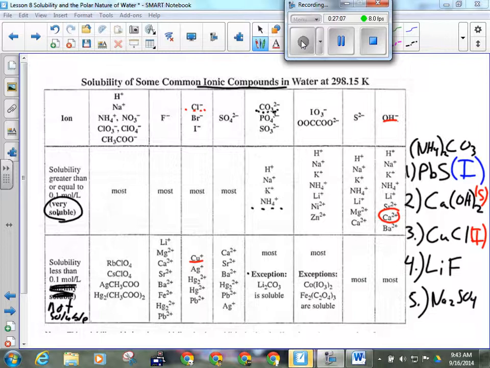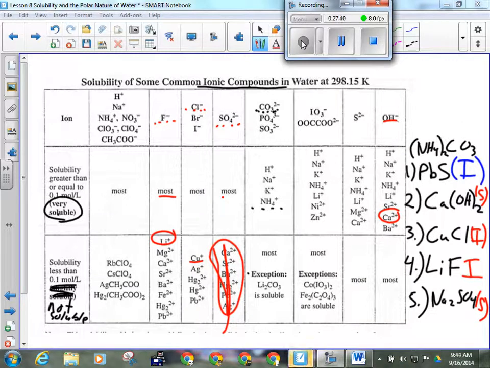All right, for number 4, we've got lithium fluoride. So fluoride is right here. It's soluble with most things, but not with lithium. So that one is insoluble as well. And the last one, sodium sulfate. Sulfate is the negatively charged part of that compound. Here it is, soluble with most things, but not with any of these. But I don't see sodium in that list, so this is soluble.